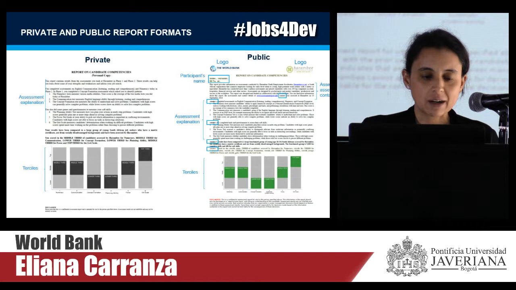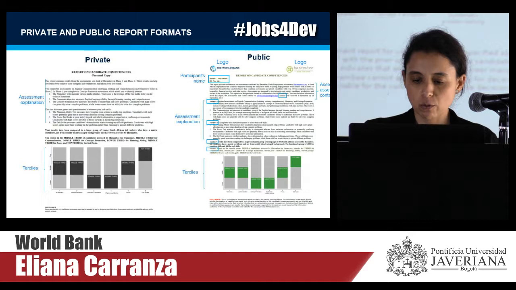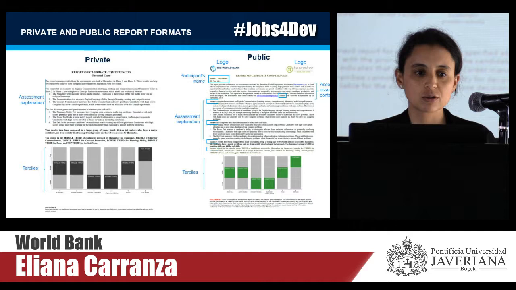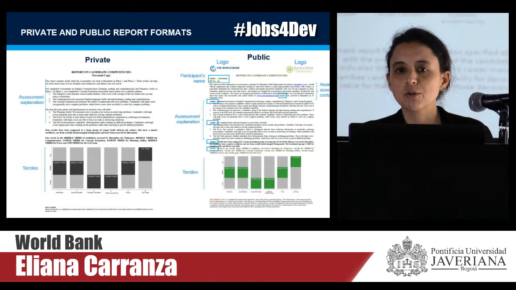All the reports contain an explanation of what the assessment consisted of, and some guidelines on how to interpret this information. All reports also place work seekers in terciles rather than providing absolute scores in these tests. To make this choice, we piloted several versions of the report, and we saw that absolute scores were not really informative. People didn't know what to do with the absolute scores. And a mix of both types of information became too much information and too confusing.